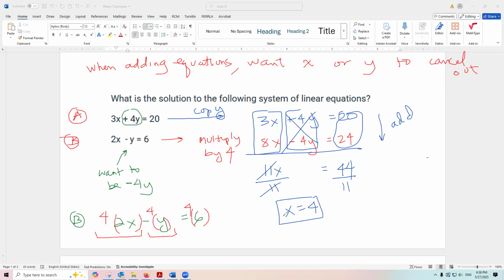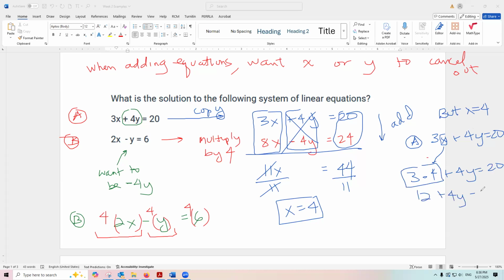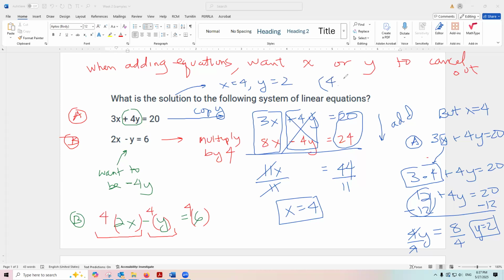So I can either use equation A or equation B. That's up to me. I'll use equation A here. It doesn't matter. You can use either equation. Equation A was 3x plus 4y equals 20, but we now know x is 4. So I'm going to replace this x with a 4. 3 times 4 is 12. 12 plus 4y equals 20. Subtract 12 from both sides. 4y equals 8. Last step, divide both sides by 4. It looks like y equals 2. So here's my answer. x equals 4, y equals 2. You can write that as an ordered pair (4, 2).